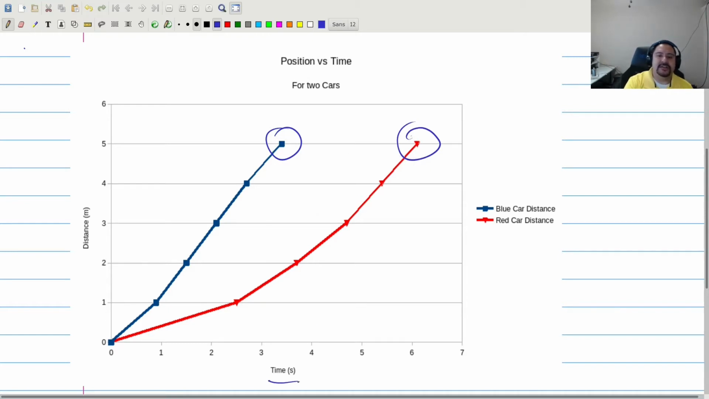Time is down here on this axis. And you can see it takes a lot less time for the blue car to reach the bottom of the ramp. But they went the same distance. So the same distance in less time means the blue car, on average, was traveling faster. Looking at this graph, there's actually something interesting you can see. You see we have time down here on this axis. We have distance on our y-axis right there.